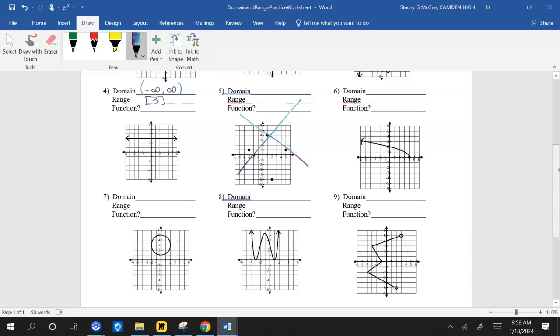You didn't have to do 5. How about 6? What's the domain there? -infinity, because it goes left forever and ever and ever. So -infinity, and then it stops at 4. Bracket or parenthesis there? Bracket.